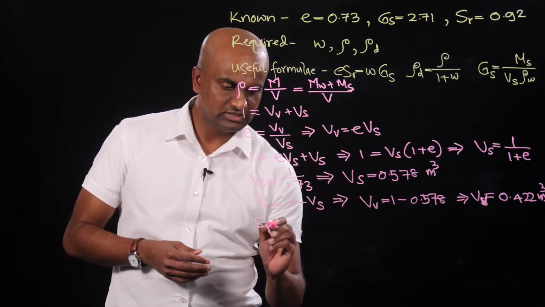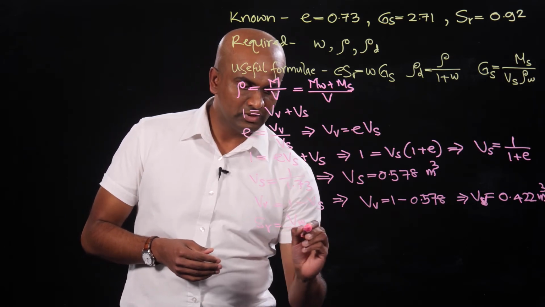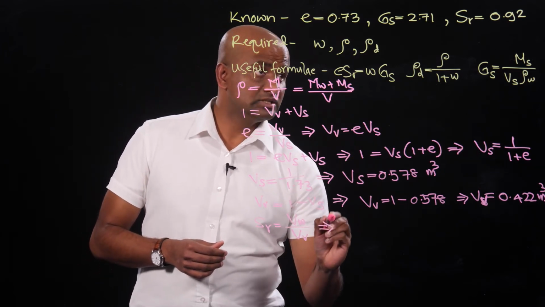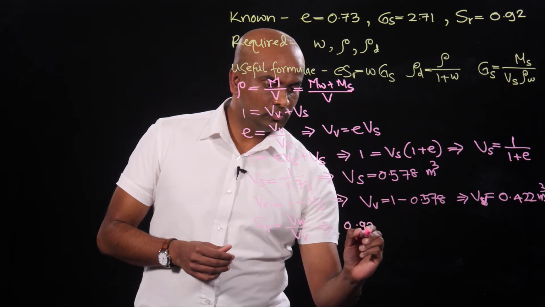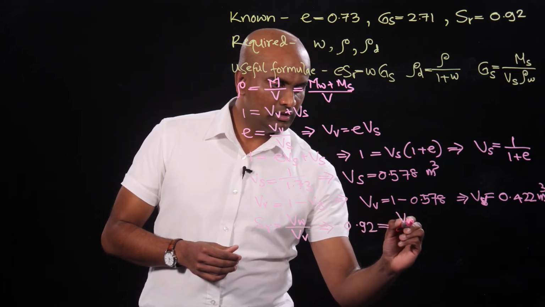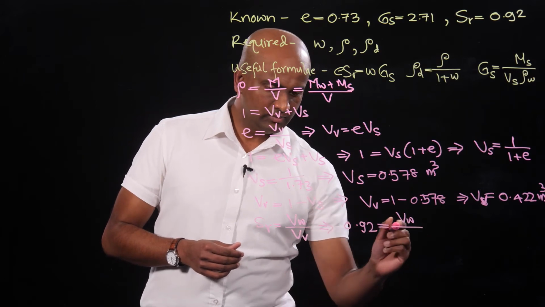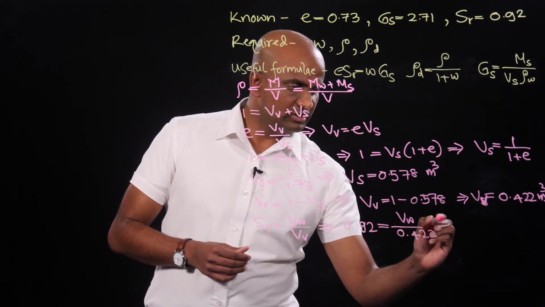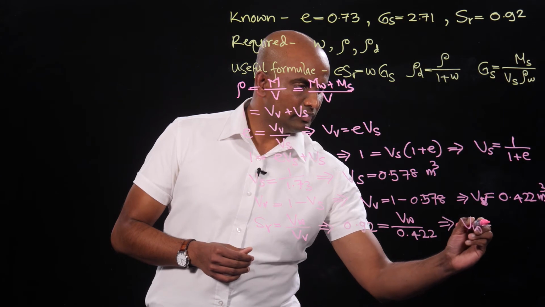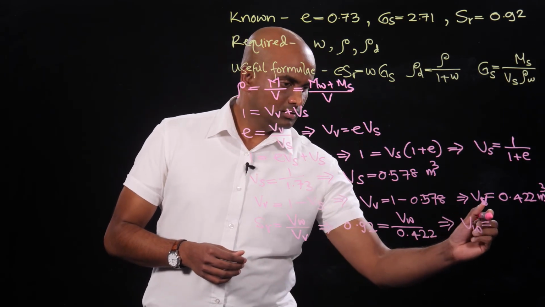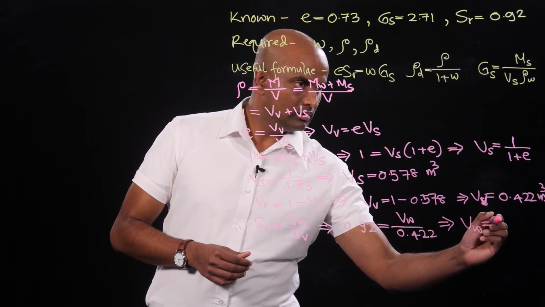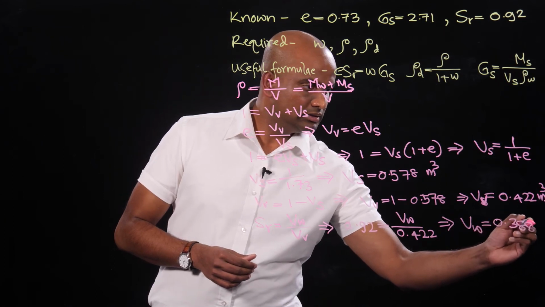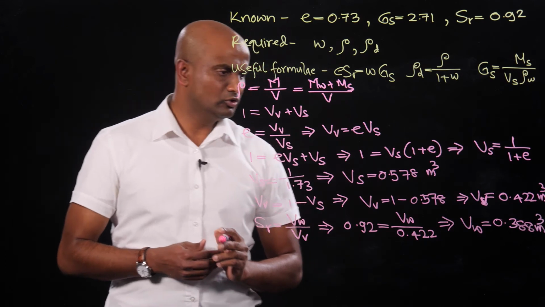So the degree of saturation is defined as volume of water divided by total void volume. Since we know this degree of saturation value as 0.92, your volume of water will be VW and the total volume of voids is 0.422. So that will give you the volume of water in this soil sample. That will be 0.388 cubic meter.